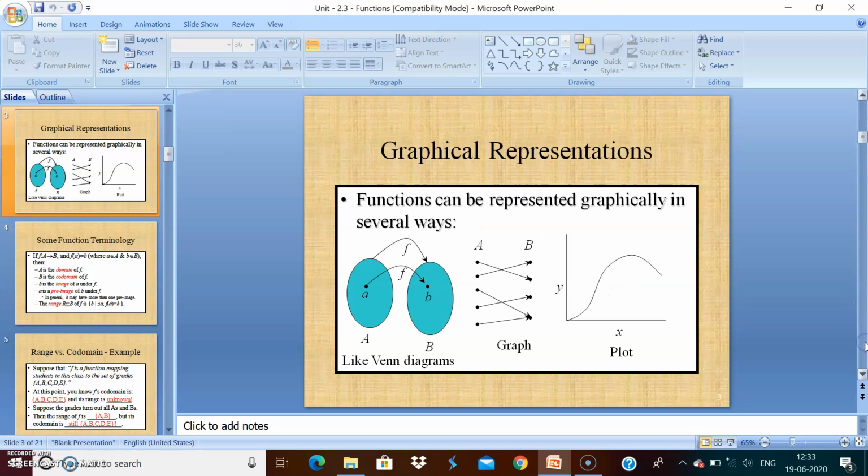So what is the graphical representation of a function? Let A, B both be non-empty sets, and a function f from A to B. I represented a graph here. Two elements, 1 to D and 2 to C. That is the graph. Here the x-axis and y-axis are represented, converted into a graph.